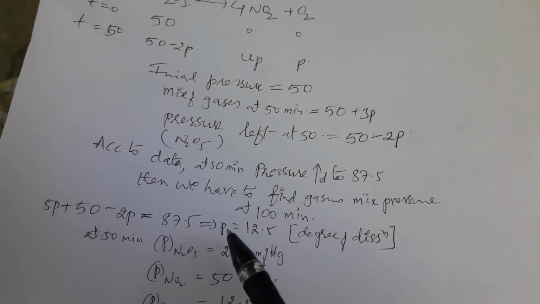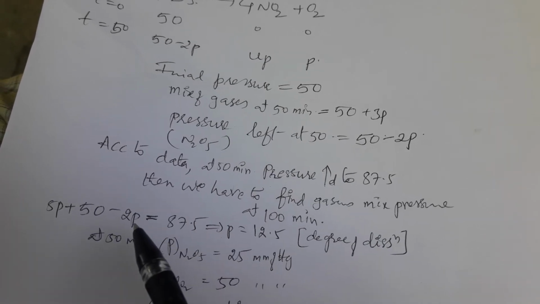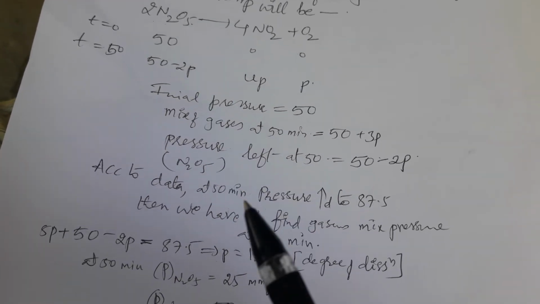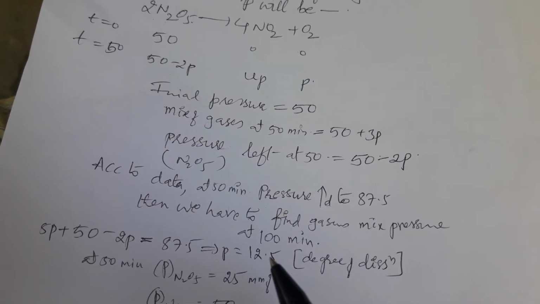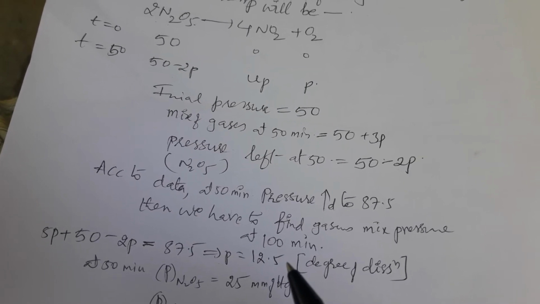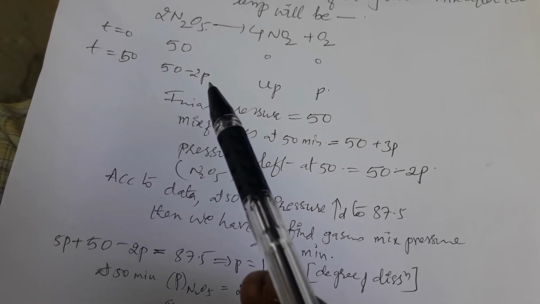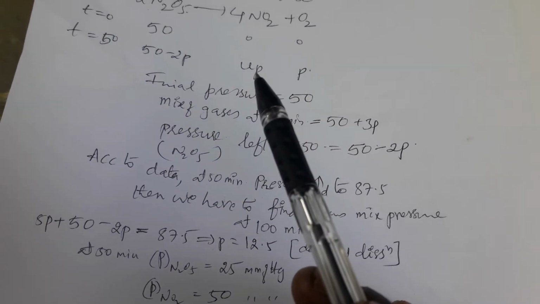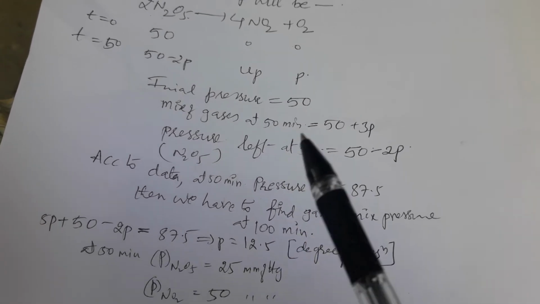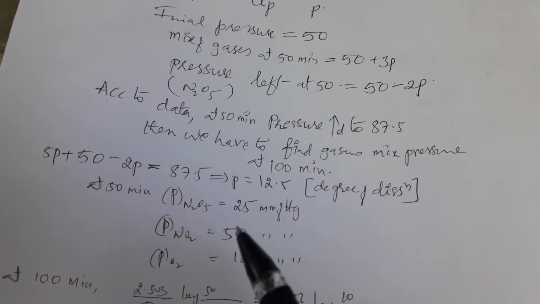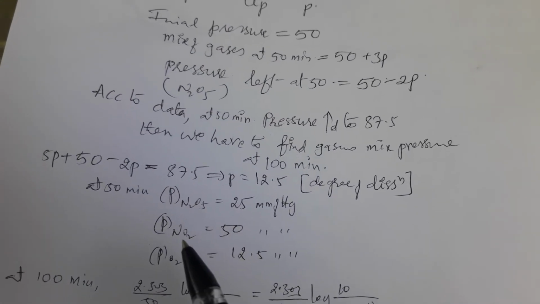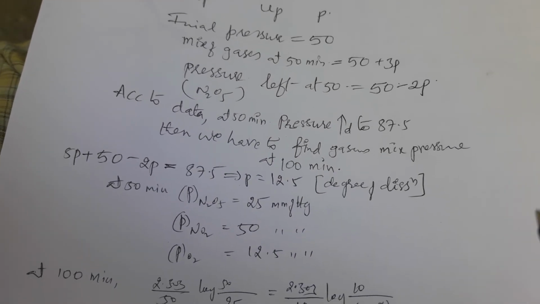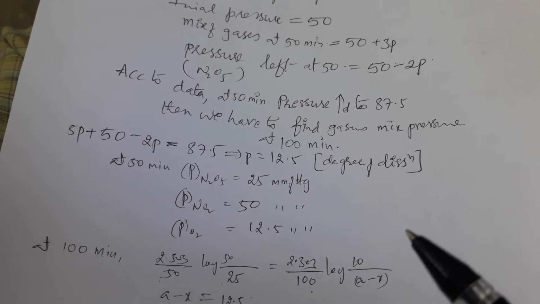How can you get it? If you get P, just substitute P in 50 minus 2p. If you know the P value 12.5, we want to find the N2O5 pressure at 50 minutes, just substitute in 50 minus 2p, then we get the value 25. Similarly, substituting the pressure in 4p, we get the pressure of NO2. Likewise, the pressure of O2: I wrote here N2O5 25, NO2 50, O2 12.5. This is the pressure of the reactants and products at 50 minutes.